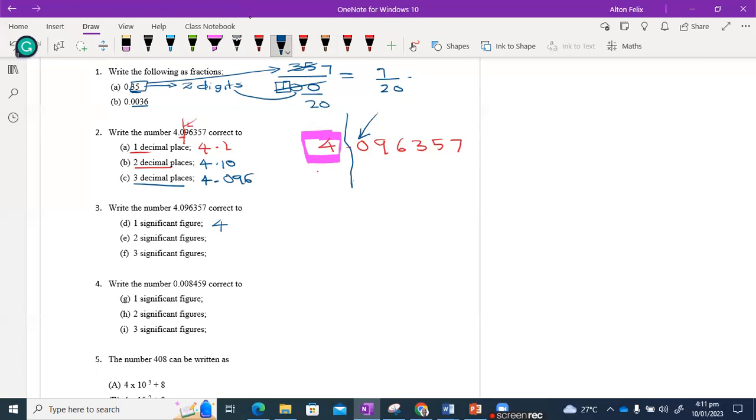Let's write it to 2 significant figures now. 4.096357. Now this time we are counting 1, 2. We pull our line there. And we examine the next digit, which is the 9. And therefore it's 5, it's more than 5. So we're going to add 1 to the preceding digit, which is the 0. So our answer becomes 4.1.